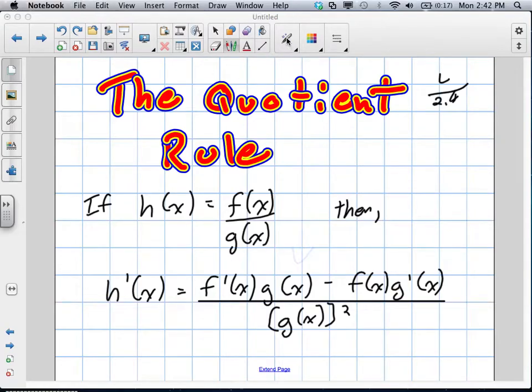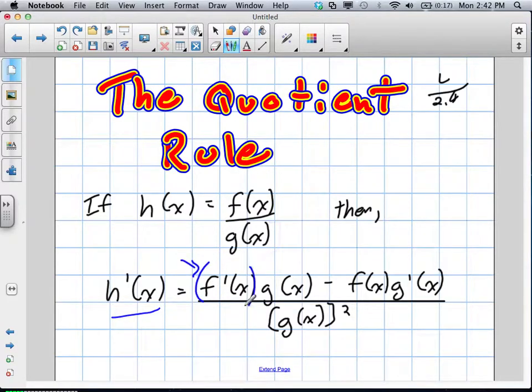Okay, so we're going to go over the quotient rule here. This is lesson 2.4. It states that if you have some function that is the equivalent of one function f at x divided by another function g at x, you can find the derivative of that function by using the following steps.